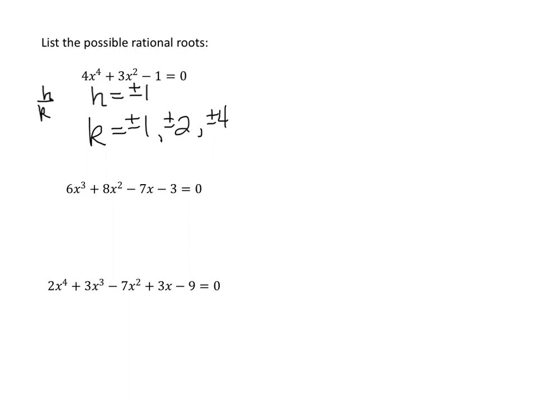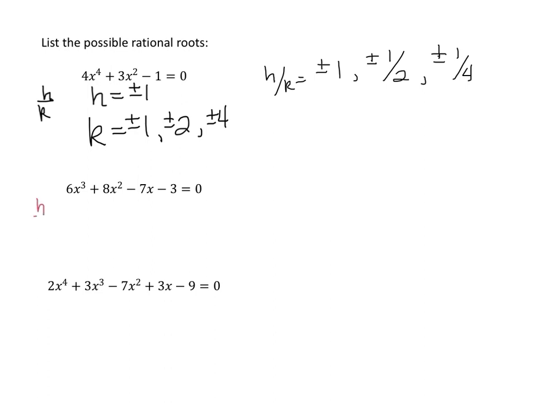Our possible factors are h over k. So what that is, plus or minus 1 over 1, plus or minus 1 over 2, plus or minus 1 over 4. These are the possible rational roots. Let's take a look at the next one.